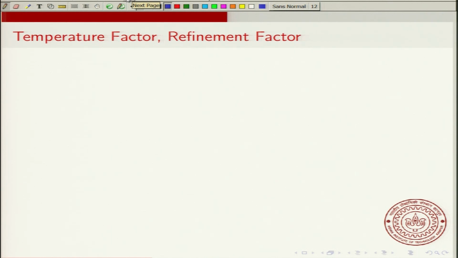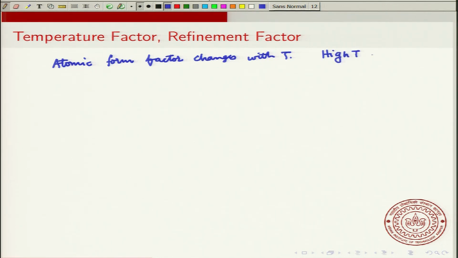One is called a temperature factor, and this temperature factor basically says that the atomic scattering factor, the atomic form factor, changes with temperature. In particular, at high temperature, it is less. And the reason for this is that when you increase the temperature, the atoms vibrate more. Okay. So, due to increased vibration of atoms.